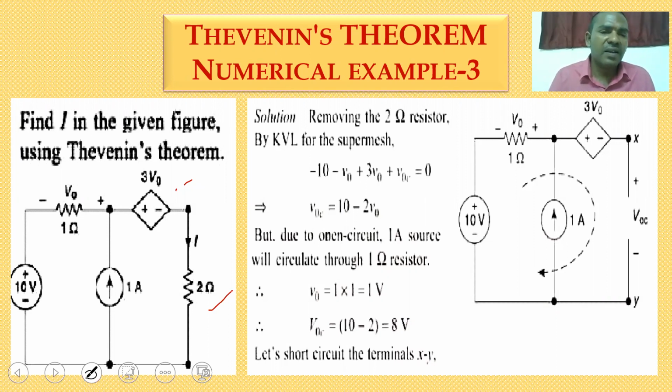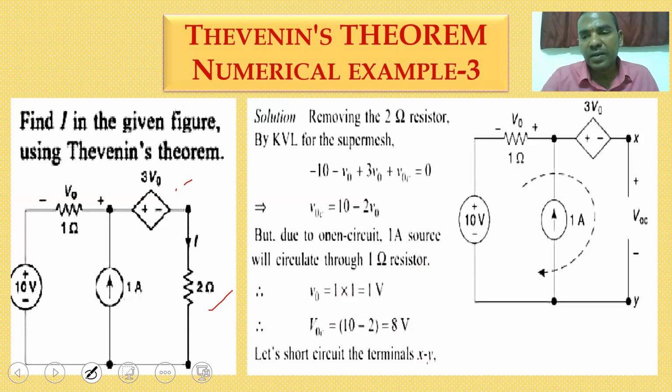For finding the value of VTH, we have to open circuit the load and measure the voltage. Second case is we have to remove all voltage sources or current sources with their internal impedances, and measure the equivalent resistance value. Now we are going for the first case, that is the load is open circuited.